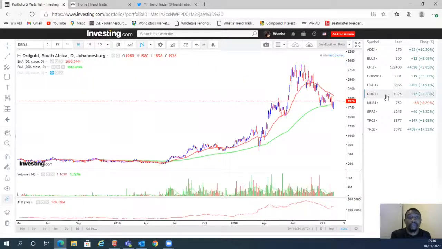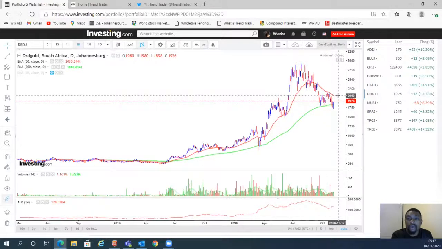Now we see we have DRD Gold. We've been talking about this stock a lot in the past weeks. As you can see, it was trading nicely above the 50-day moving average. Then it started to consolidate, retrace, test the 50-day moving average, even went as far as closing below it. And then it's been sandwiched between the 200-day moving average and the 50-day. So now it's been bouncing in there, up and up.